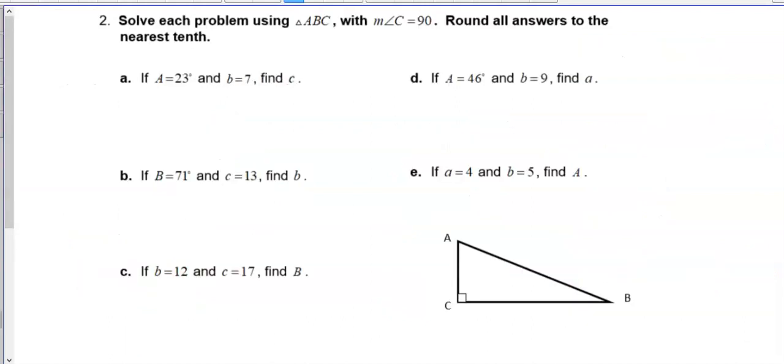Moving on to number 2. Solve each problem using triangle ABC. Measure of angle C is 90 degrees. Round each answer to the nearest tenth. So I'm just going to keep using that triangle at the bottom there, and I'll erase it after each one.